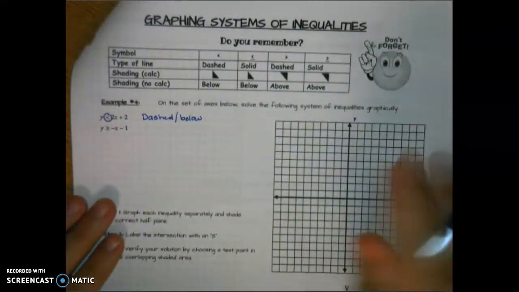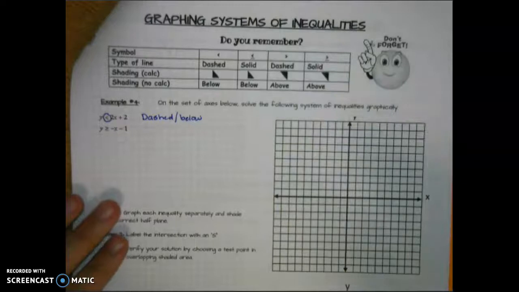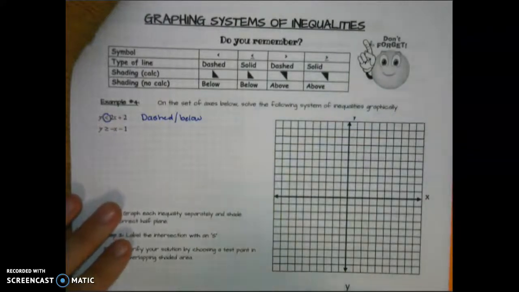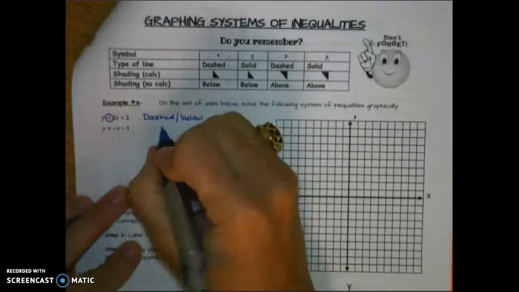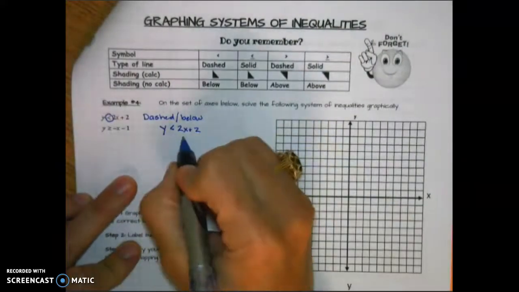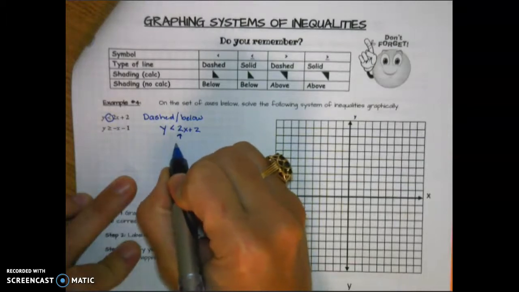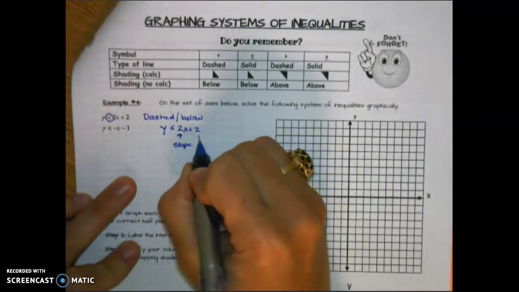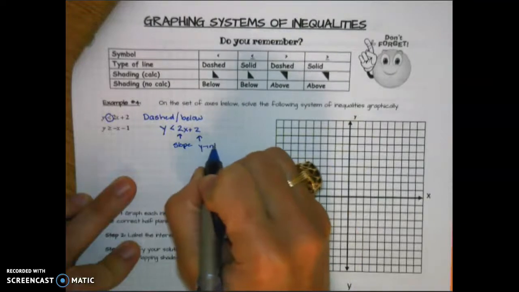Now when I create the line, I create the same way I create a linear equation. Okay, I find points on my grid using slope and y-intercept, or I can go to Desmos.com. I'm going to go based off the slope and the y-intercept. So my slope, my m, is 2, and my y-intercept is 2.